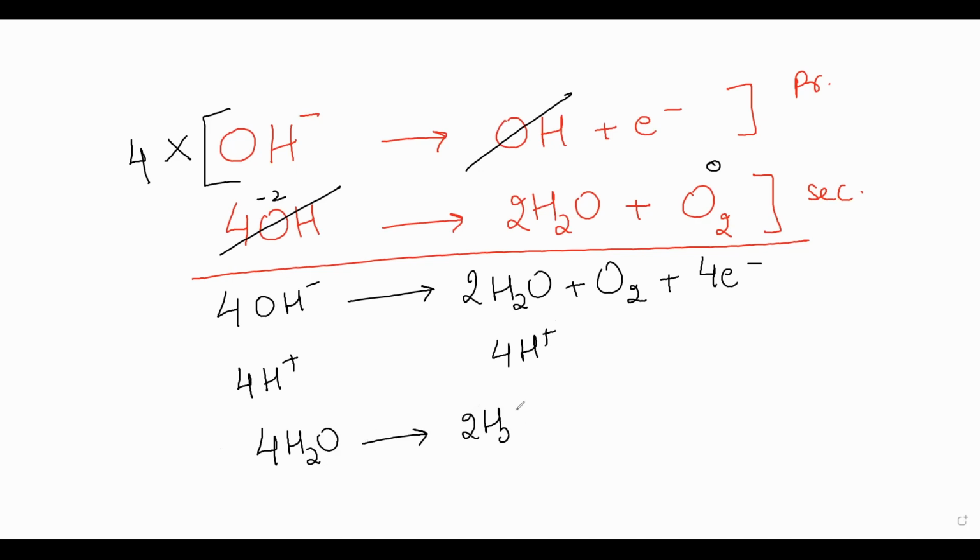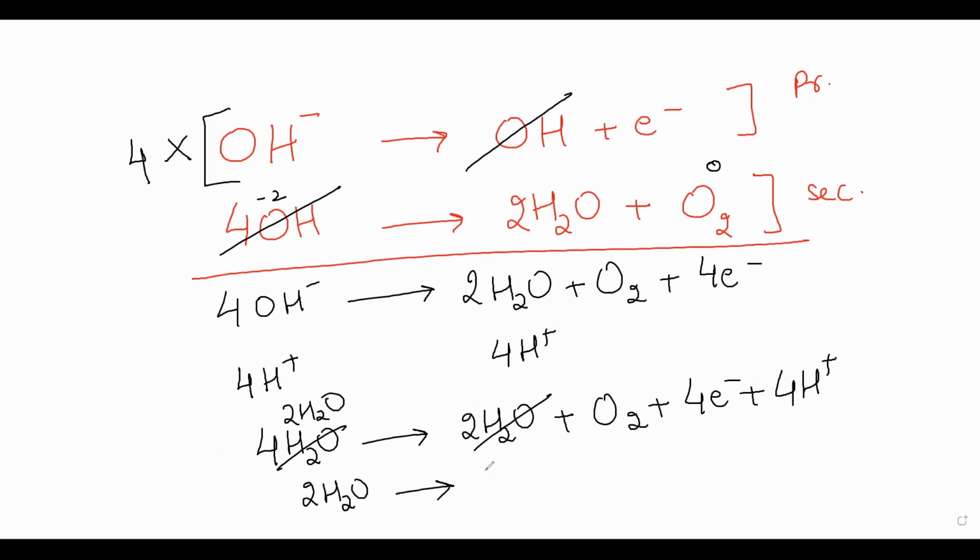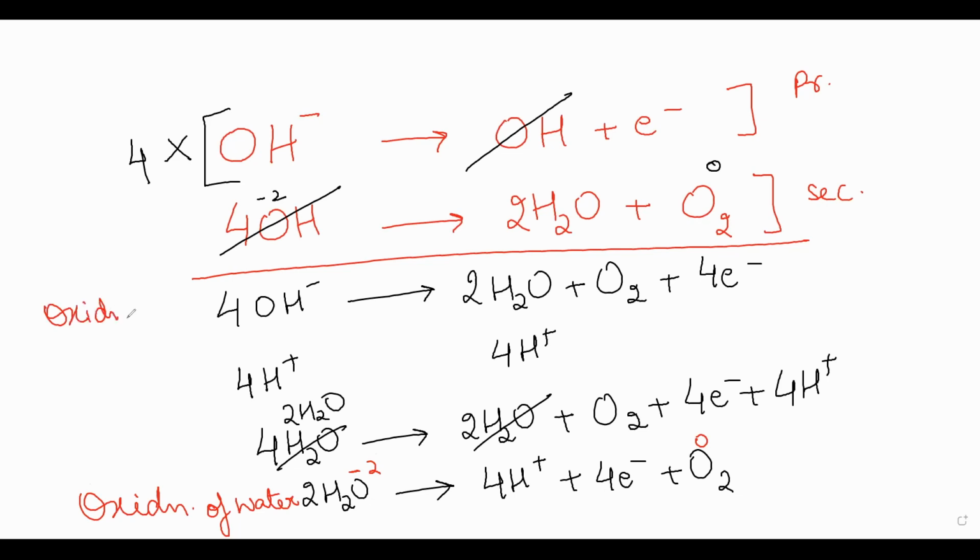This will become 2 water plus O2 plus 4 electrons plus 4H plus. So 2 water here go. We get another form of the equation, 2 water to give 4H plus, 4 electrons, plus oxygen. So this can be expressed as oxidation of water, where -2 of O is converting to 0. Or I can express it as oxidation of OH negative ion. Both actually mean the same.